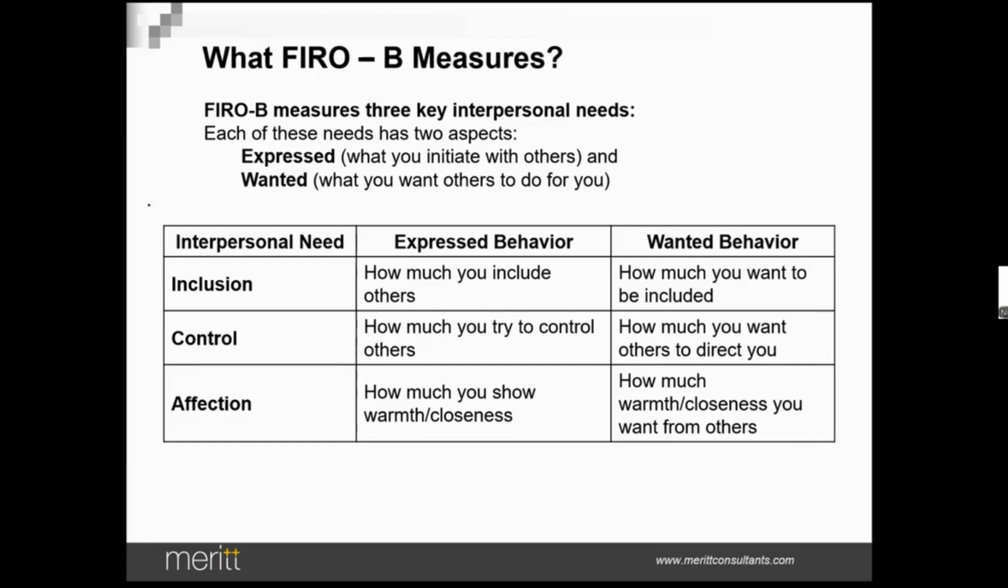So now, what is wanted? How much you want others to direct you in control? Say, for example, you have a boss who has a high expressed behavior of control. And Paul actually has a low want of control. Low want of control is what? I don't want people to direct me. I will manage things on my own. Just tell me some things. You think they will click? Well, this guy wants to manage all the time, high control. And the other one has low wanted control. I don't want so much control. You just tell me things. So that's how it helps you understand better.